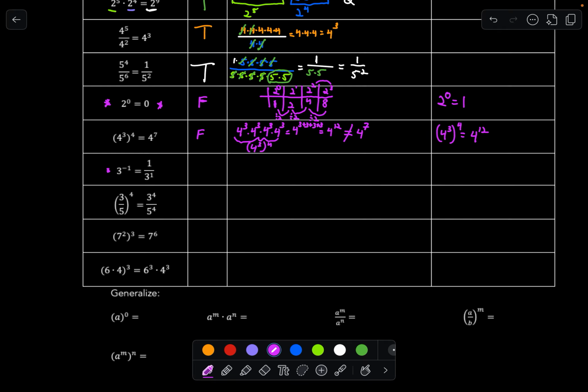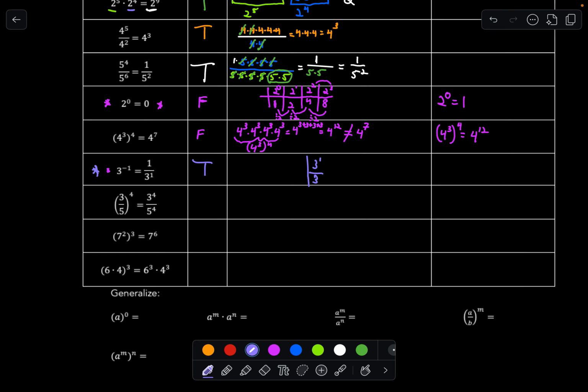Now, this idea of 3 to the negative 1, does it equal 1 over 3 to the first? And that is actually true. That's another complicated one that kids struggle with. How can we show this? Well, we know that 3 to the first is 3.